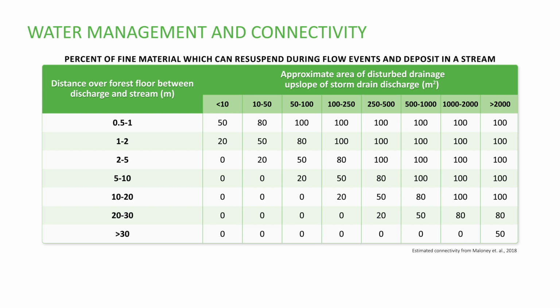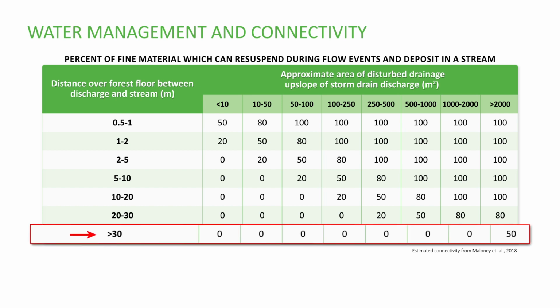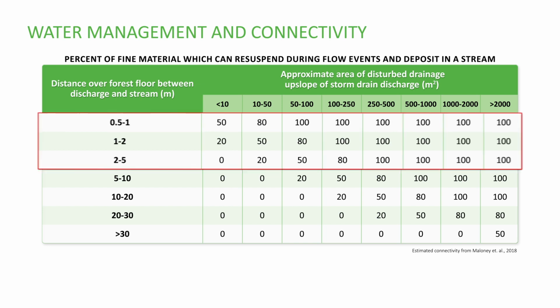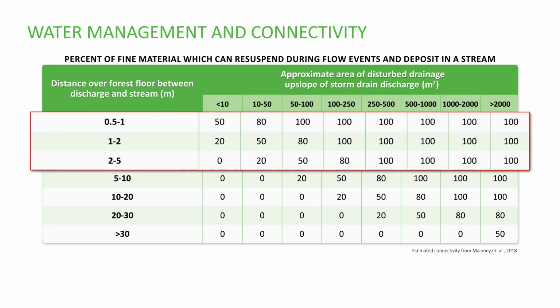Note that if an outlet of a culvert or offtake is located greater than 30 meters from a stream, the likelihood of sediment reaching an aquatic environment is estimated to be 0 for drainage areas under 2,000 square meters. Conversely, if the discharge locations are too close to the stream, such as less than 5 meters, much of the material being deposited onto the forest floor will likely resuspend and migrate over time to reach the stream.